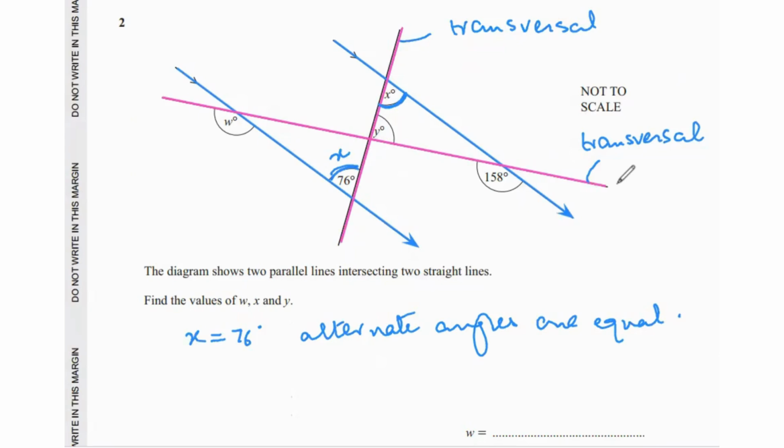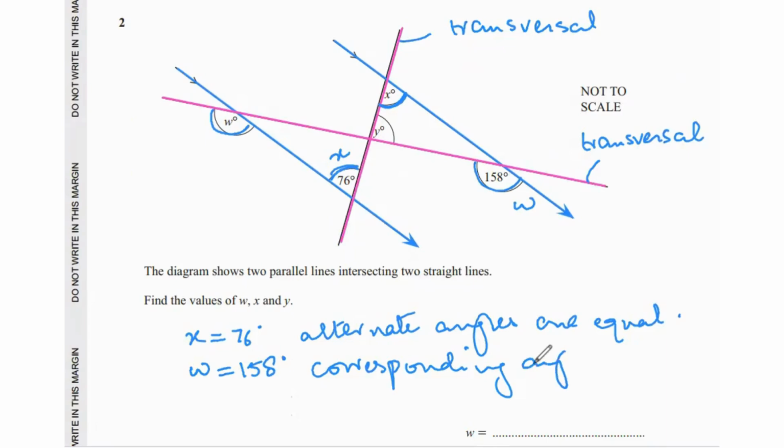Then, if you look at w, this is w, and then this is also w. Why? Because these two are corresponding angles. Corresponding angles are also equal. Hence, w is 158.